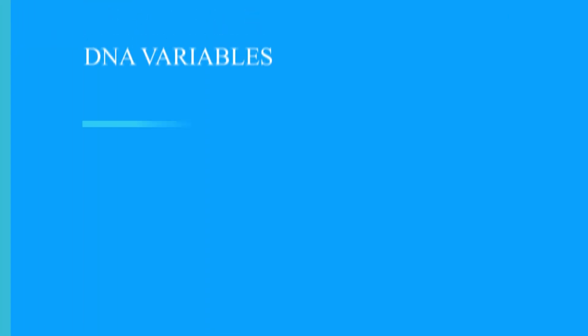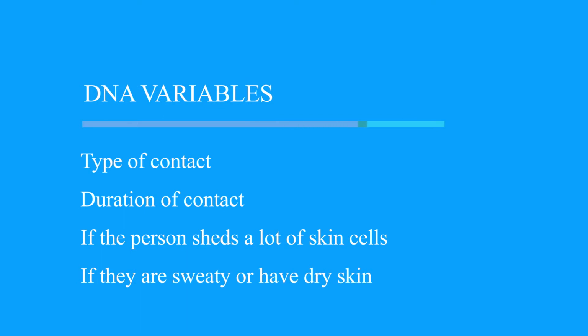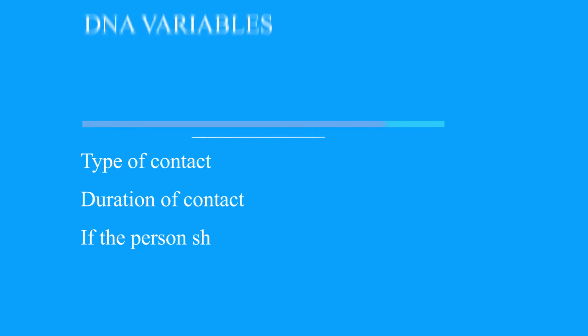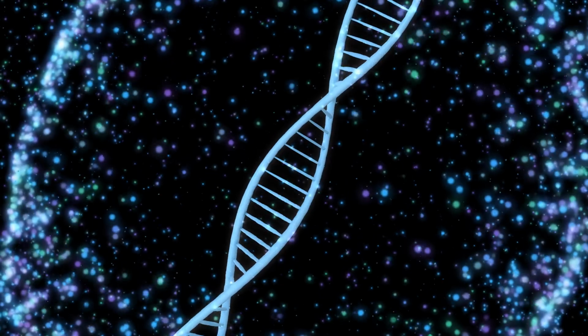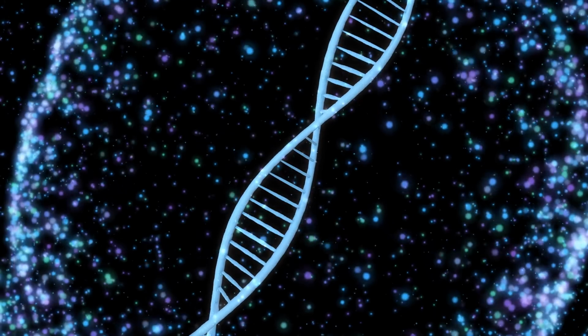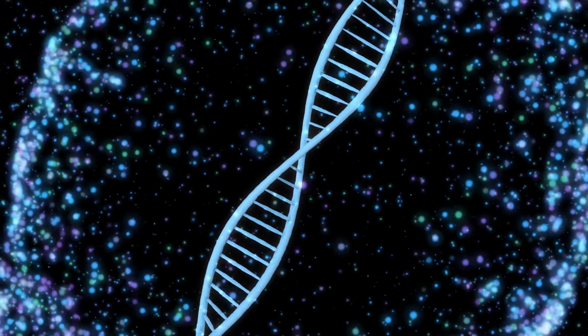When a person comes in contact with an item or another person, some amount of their DNA will transfer. The amount of DNA left behind is highly variable and depends on the type of contact and the duration of contact, for instance, brief handling versus continuous rubbing. It also depends on if the person sheds a lot of skin cells, if they are sweaty, or have dry hands. In any case, DNA technology used at the Utah Department of Public Safety Crime Lab can detect very small amounts of DNA. If there's enough DNA, a profile can be developed.